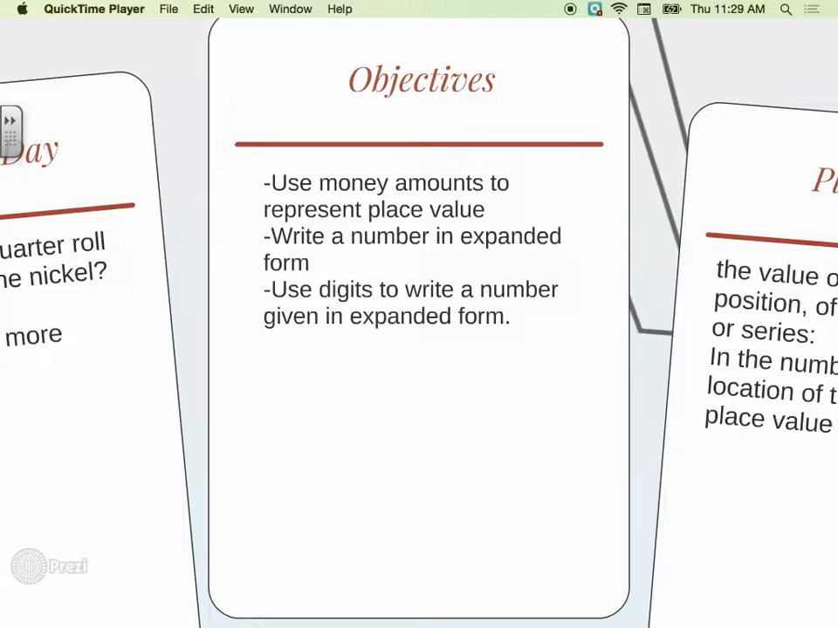Our objectives for today are to use money amounts to represent place value. We're also going to write a number in expanded notation, and by the end of this lesson you should be able to use digits to write a number given in expanded form.